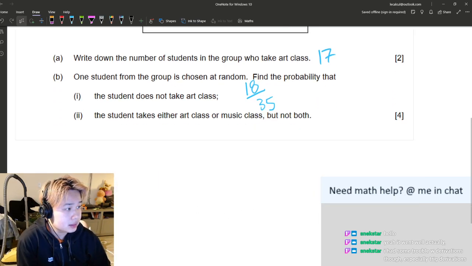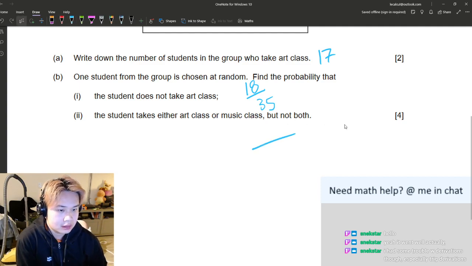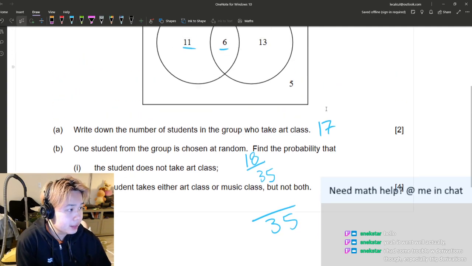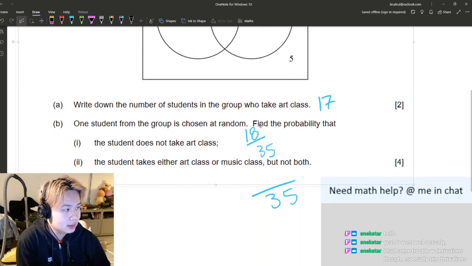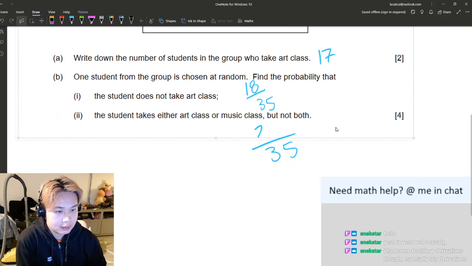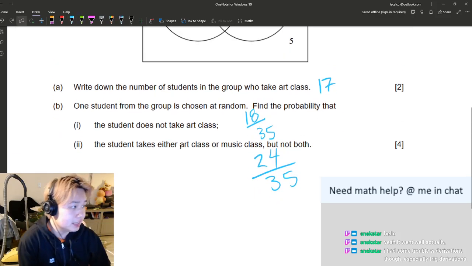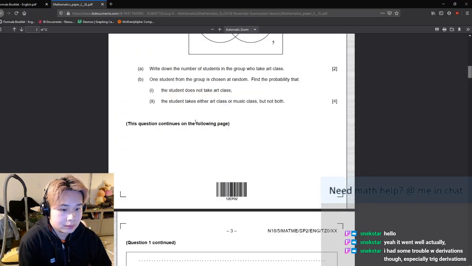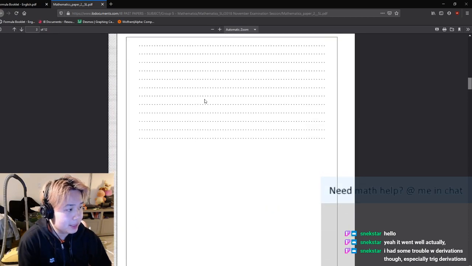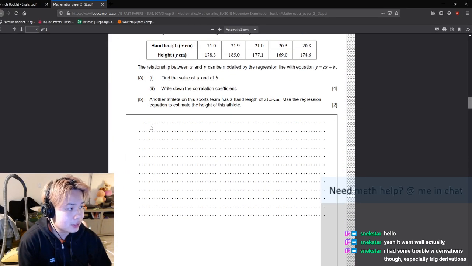Okay, let's see. Find the probability that the student takes either art class or the music class, but not both. So out of 35, we need to make sure that they take either the art class or the music class, but they can't be both. So you just do 11 plus 13, which is 24. Easy peasy. They even give you a second page to do work for the first question.